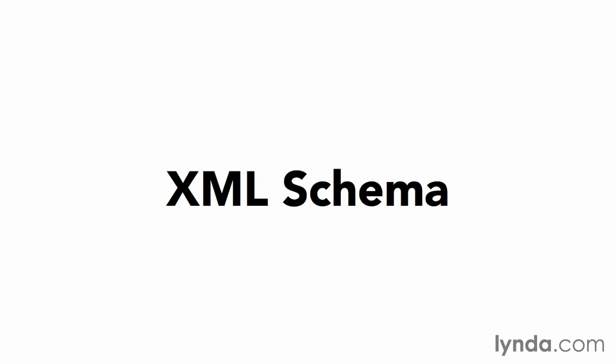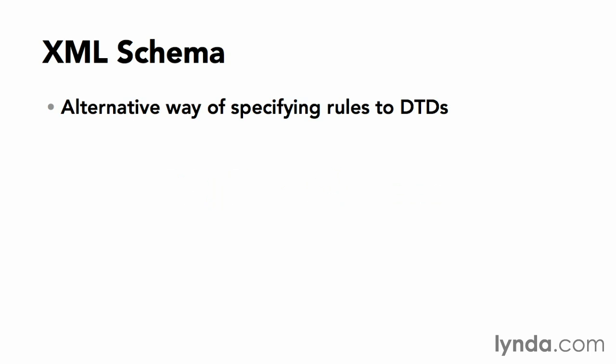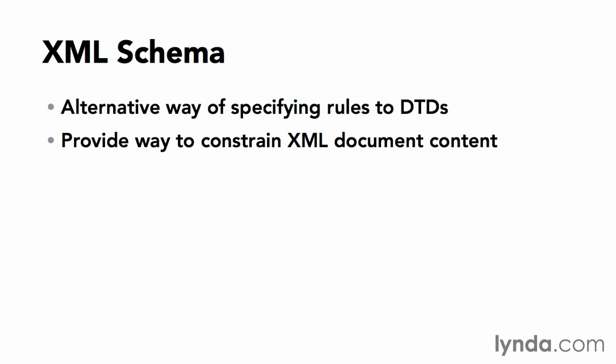In this chapter, we're going to look at an alternative way of enforcing rules and constraints on your XML data, and it's called XML schema. XML schema is an alternative to using DTDs. XML schema allows you to constrain the document content just like DTDs do, so in that way they're similar. But schema is actually much more powerful and sophisticated than DTDs are.